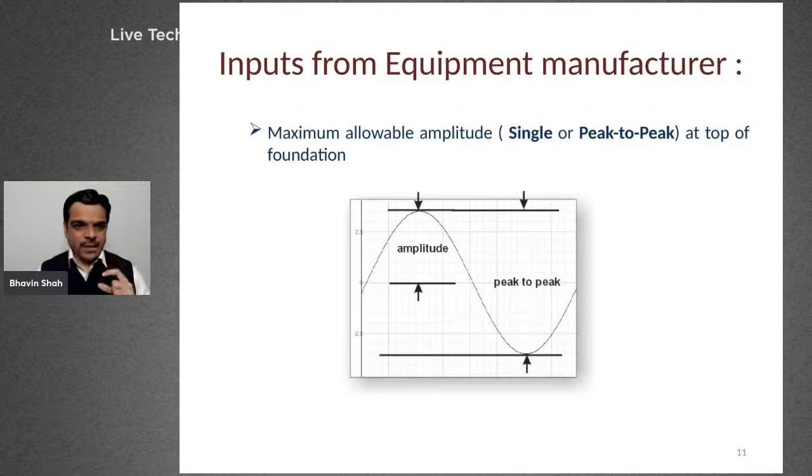Now, sometimes the vendor or product manufacturer, let's say the equipment manufacturer, mentions the permissible amplitude as peak to peak. Whenever it is mentioned as peak to peak, then for our design we will have to divide that amplitude by 2. If nothing is mentioned in the equipment manufacturer's drawing, then we always ask them whether it is single or peak to peak, please clarify. Or we say that we understand this is a single amplitude.